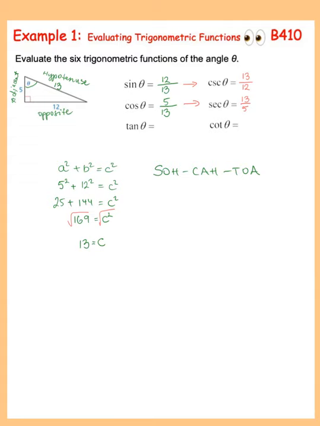And now I'm going to look at tangent. So tangent is opposite over adjacent. So let's find opposite over adjacent. So the opposite side is 12 and the adjacent side is 5. And then I'm going to look at the reciprocal function, which is cotangent, 5 over 12.